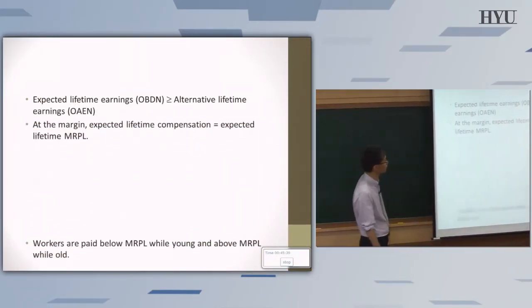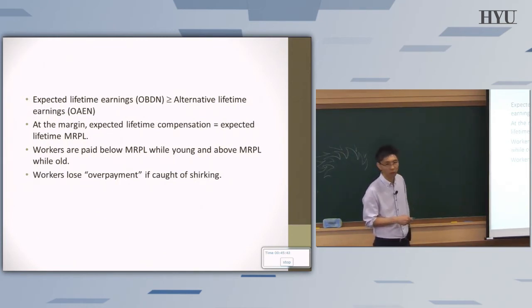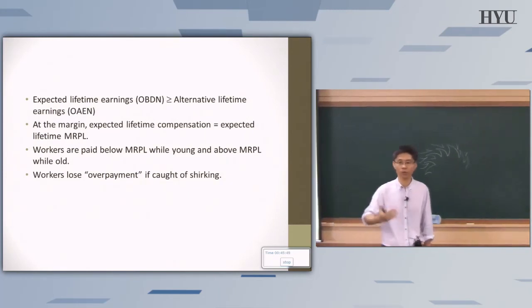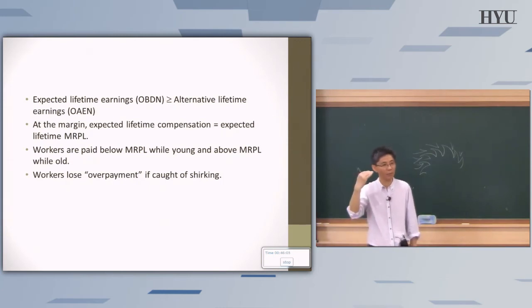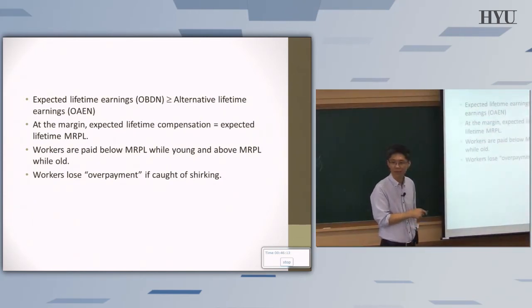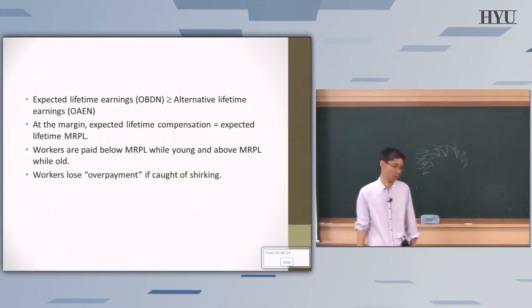So workers are paid below MRPL while young and above MRPL while old, and workers lose the overpayment if they are caught shirking. The understanding here is that if the worker shirks, the employer will fire this person. It's not 100%, but there is a probability of getting caught shirking. If they are fired, they will lose this overpayment. So employees have to minimize the possibility of losing the overpayment, and a way of doing it is not to shirk. It's a simple way of paying, but it's a nice system to get employees to work hard, especially young ones.